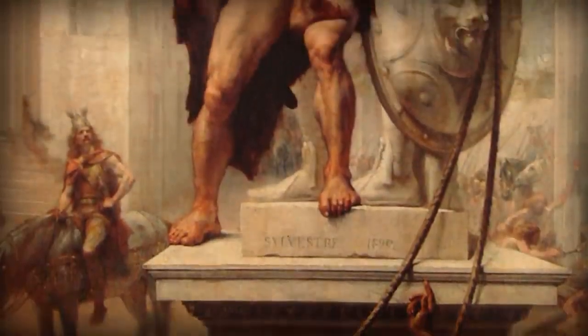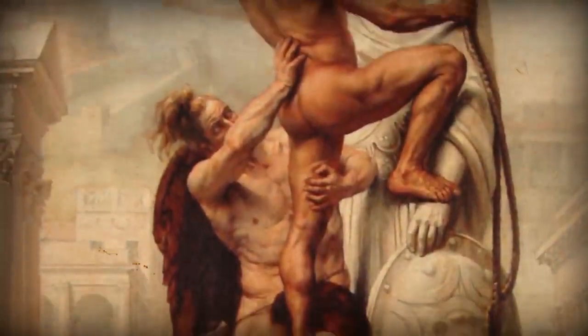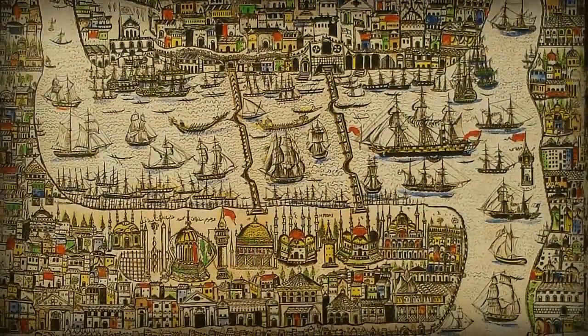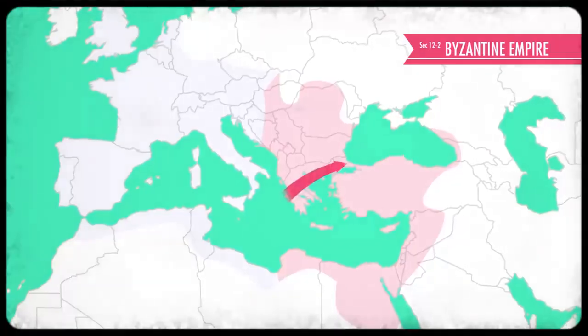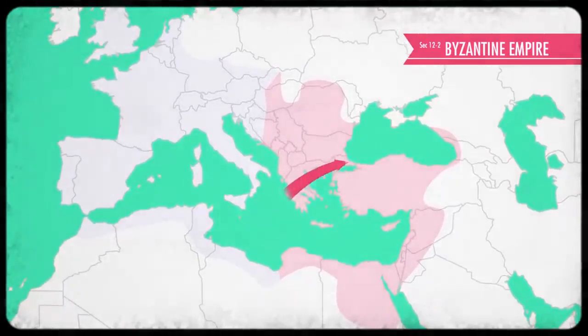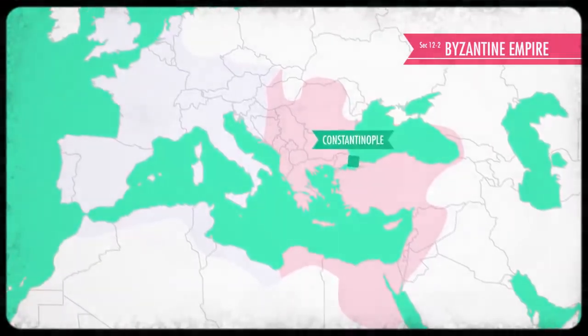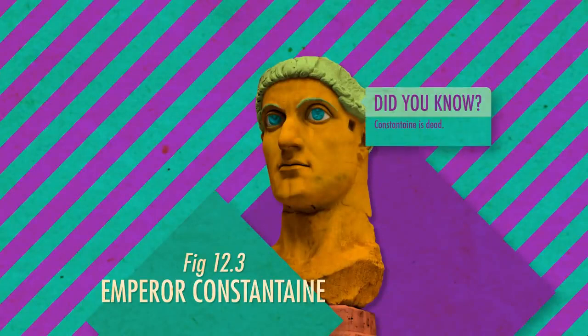So while the Western Roman Empire descended into chaos, the eastern half of the empire had its capital in Byzantium, a city on the Bosphorus Strait that Constantine would later rename Constantinople, thereby paving the way for They Might Be Giants' only mainstream hit. Constantine moved his headquarters, and thereby the headquarters of the Roman Empire, to Constantinople in 324 CE.